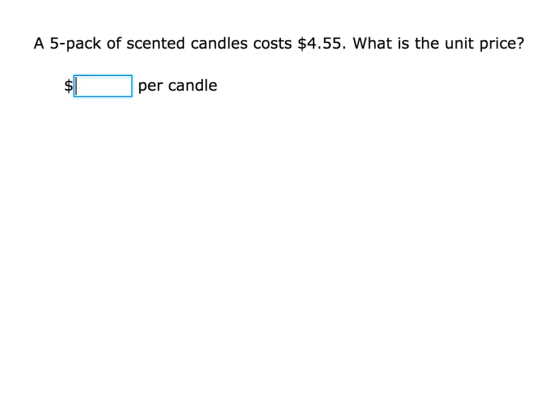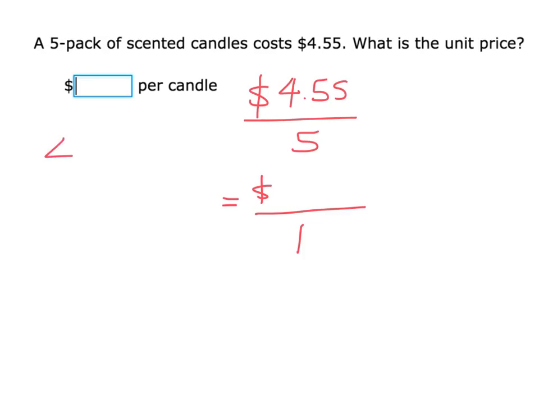This one's almost the same exact thing, except that it's not batteries anymore, it's candles. So again, we're trying to convert $4.55 for 5 into a ratio, or a rate, a unit price, I should say, of how much money it would cost for just one of those. Again, thank you, calculator. We're going to do 455 and divide that by 5.